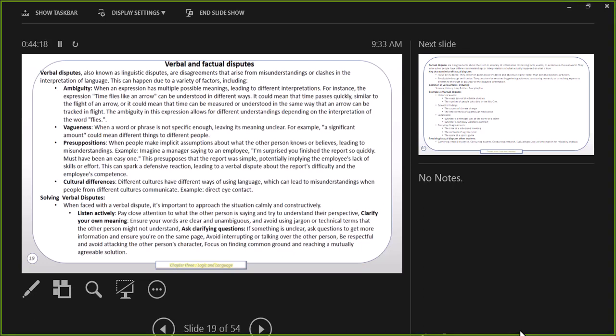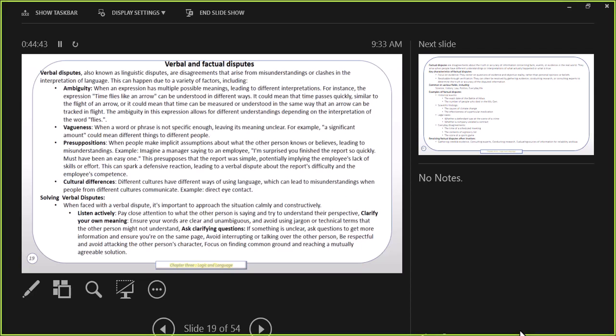What's a verbal dispute? Can you give an example? Verbal disputes, also known as linguistic disputes, are disagreements that arise from misunderstanding or clashes in the interpretation of language. This can happen due to a variety of factors, including ambiguity, vagueness, and presuppositions. Presupposition is when people make implicit assumptions about what another person knows or believes, leading to misunderstanding.